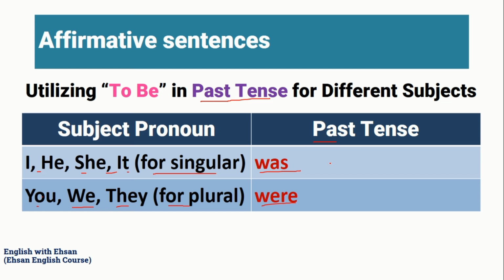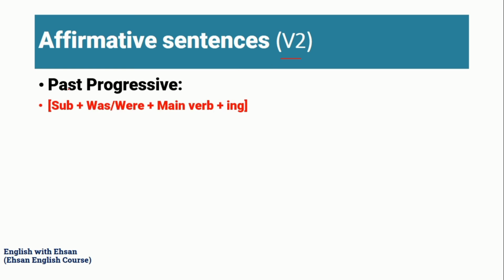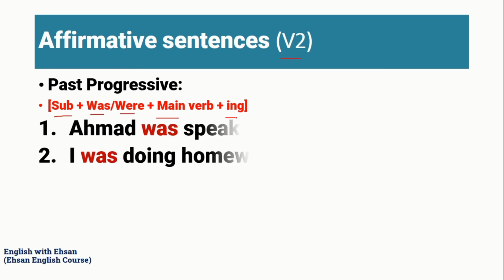Okay, the upper one is for the past tense singular, and the lower one is for the plural. Also we show this in V2, the second form of the verb. Okay, past progressive or past continuous tense. We have subject, was, were, and the main verb, also verb ing.